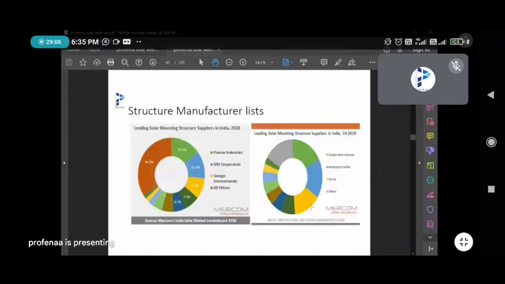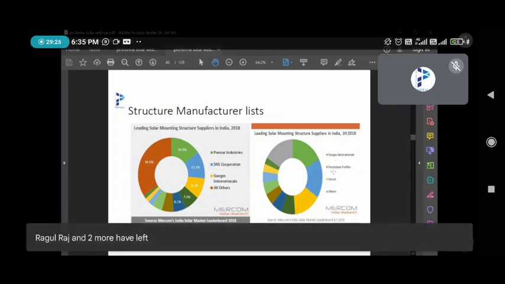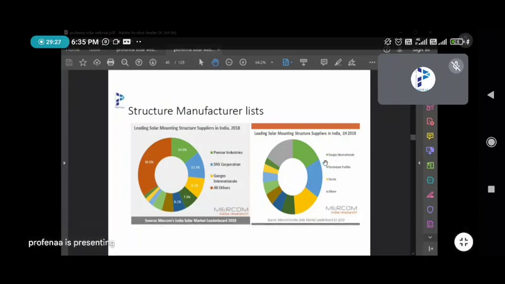Who is the main player for the structure? Anyone in the marketing field is going to use it. Who are the kingmakers for the structure? Who are the kingmakers for the solar panels? These are the lists, especially in Pondicherry. It is in Tamil Nadu itself, Pondicherry. So they are using this type of structure. This is a flat mounted structure they are using and selling throughout India.